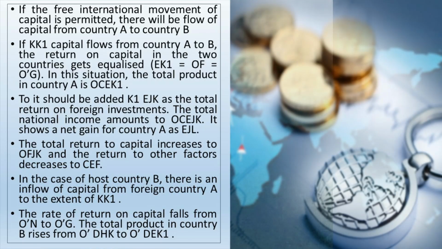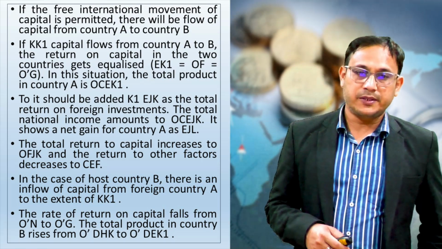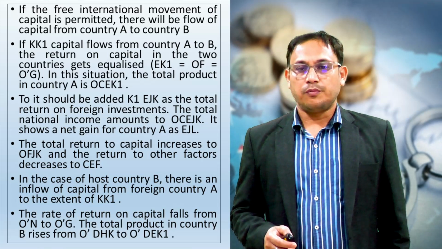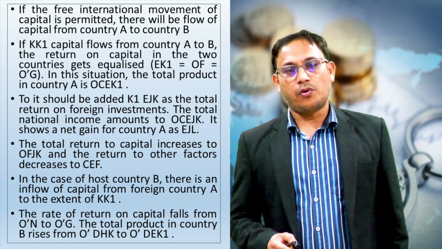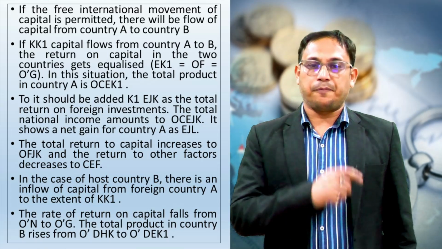Now we assume that there is free movement of capital between country A and country B. This is permitted. Then there will be a flow of capital from country A to country B, obviously, because of the higher yield or return on capital in country B than in country A.